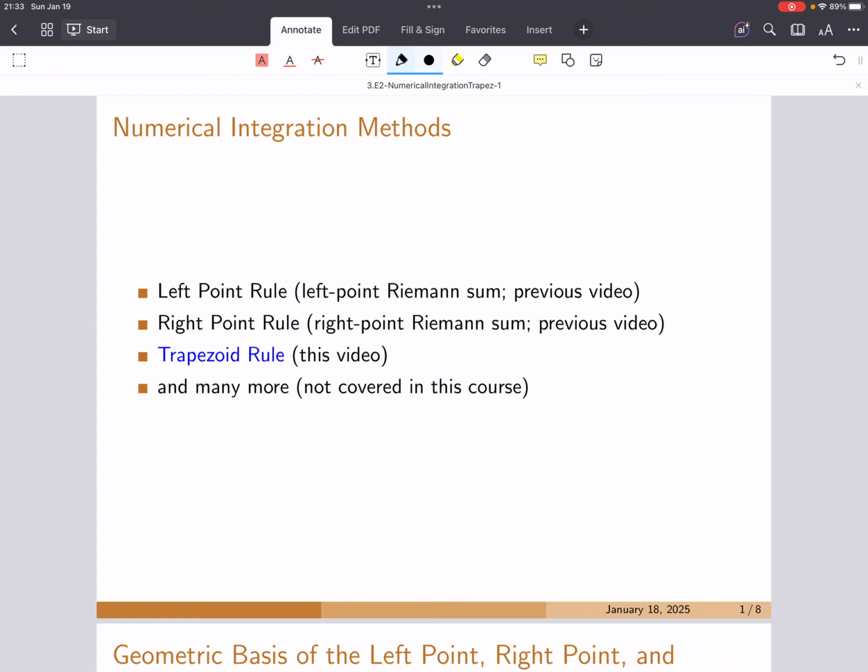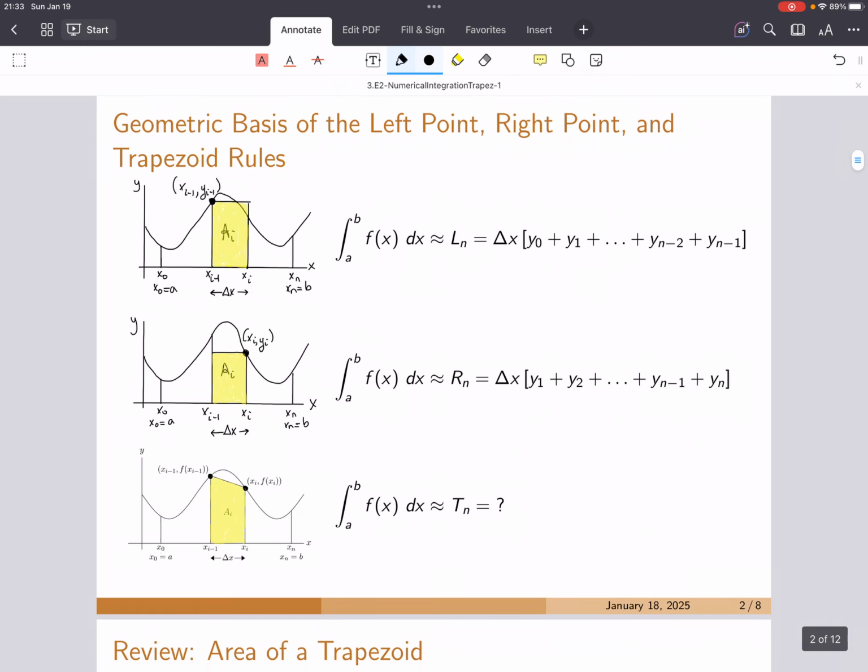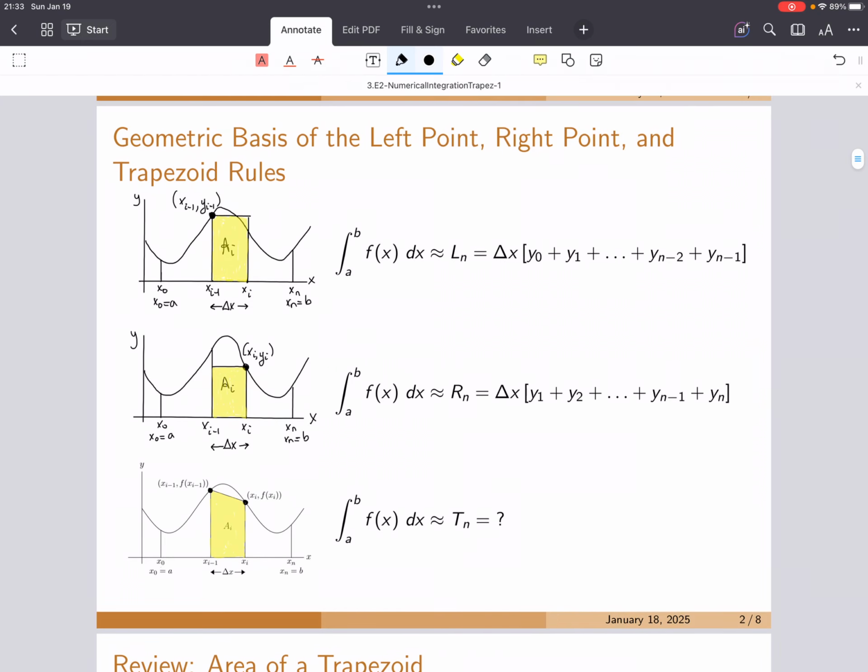In this video, we continue our study of numerical integration methods. In the previous video, we looked at the left point rule as well as the right point rule. And in this video, we're going to look at the trapezoid rule, which we'll see is the average of the left and the right point rules. It turns out that there are other integration methods as well, but we will not cover those in this particular course. So let's review the geometric basis of the left point, right point, and trapezoid rules.